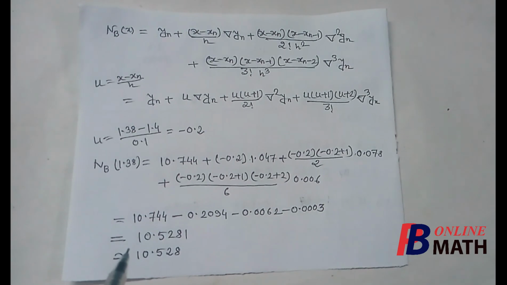Now since all the given values are correct up to 3 decimal places, we have to convert the final result to be correct up to 3 decimal places. If we round it up to 3 decimal places, the fourth digit is 1, which is strictly less than 5. So this result correct up to 3 decimal places is 10.528. So the value of the function correct up to 3 decimal places at the point 1.38 is 10.528. So that completes the solution. And with this we complete this part.